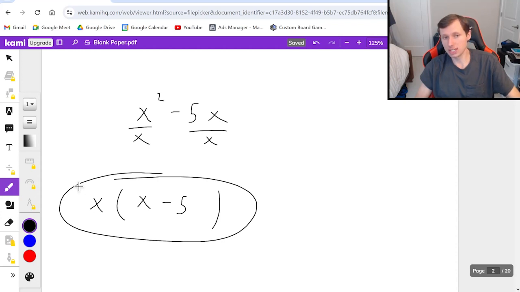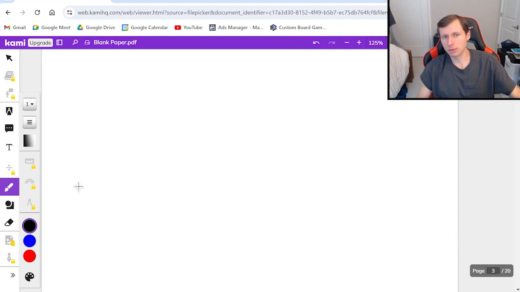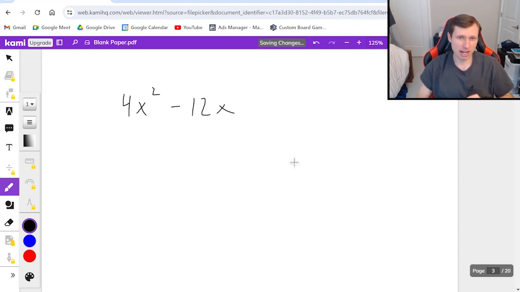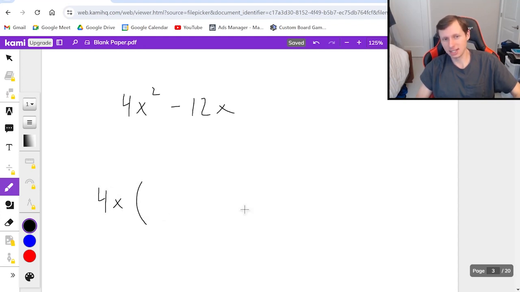These first two are easy examples, but now with the next couple, I'm going to tell you there's more than one thing we can pull out in front. So the next one I have is 4x squared minus 12x. What is the biggest thing these two have in common? The answer is they both have a 4x in common.